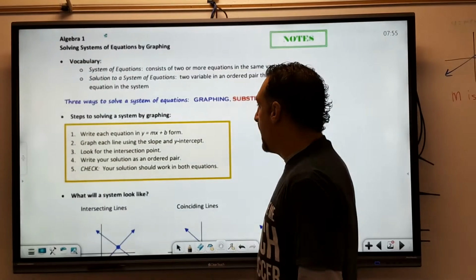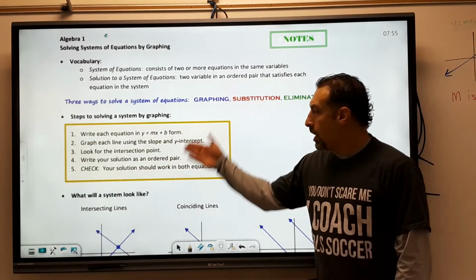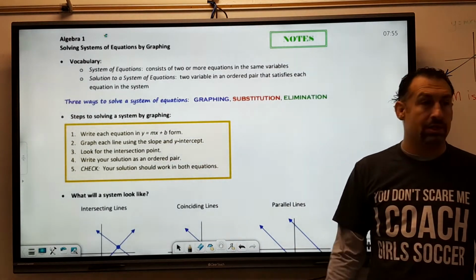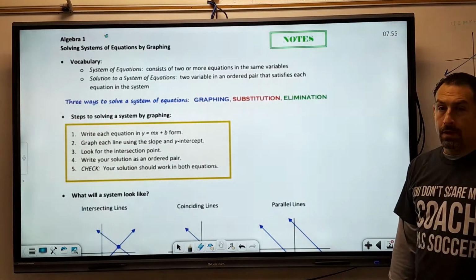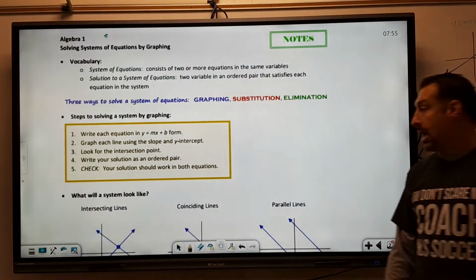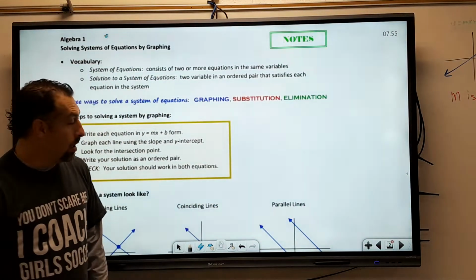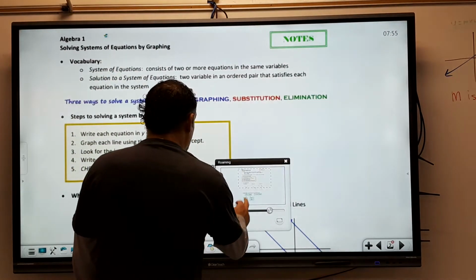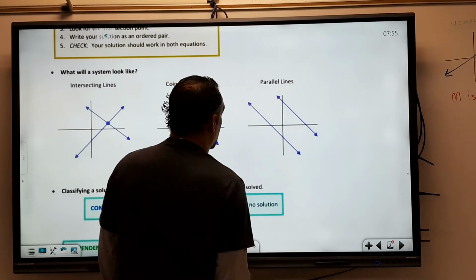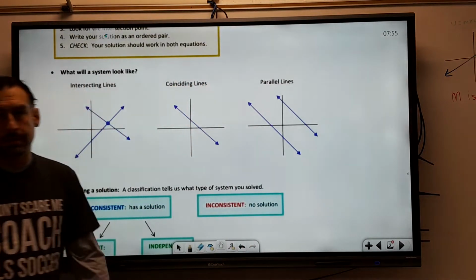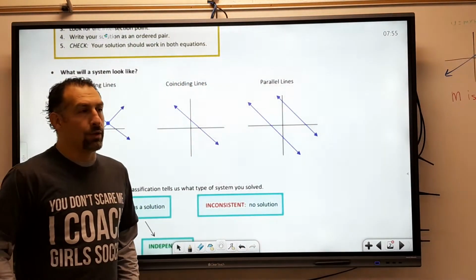There's extra steps here. They talk about these steps, you can read them, they make total sense. The solution is where the graphs cross. You got two lines, and if they cross, that's the point they have in common, and that's the solution. But you can have some other scenarios. If you have two lines, it's possible they don't cross. There's never going to be a solution. It's never going to work out.